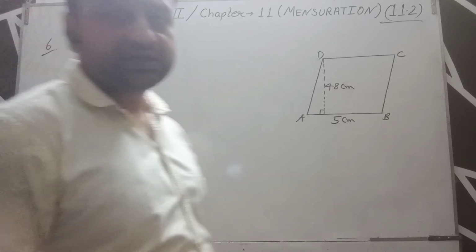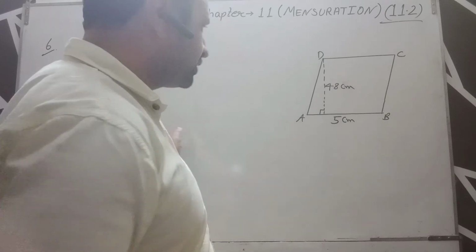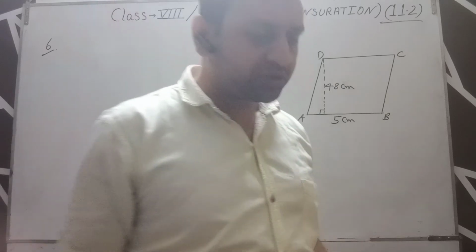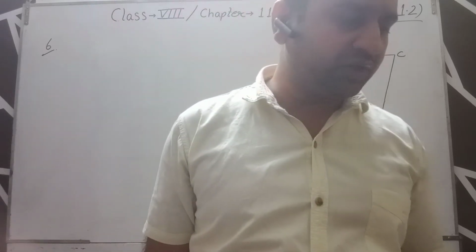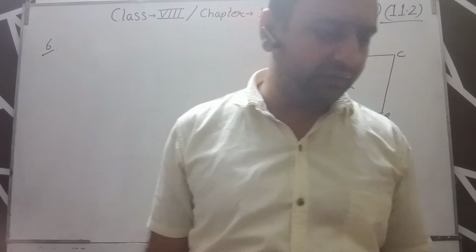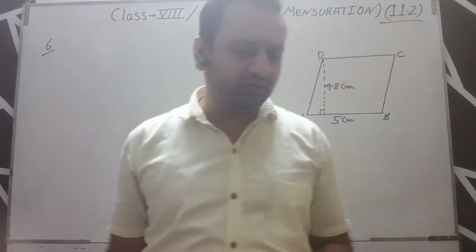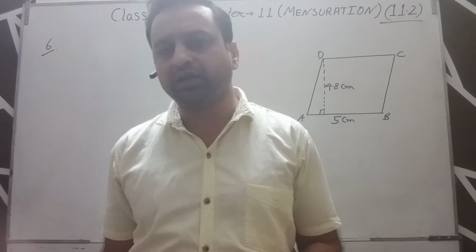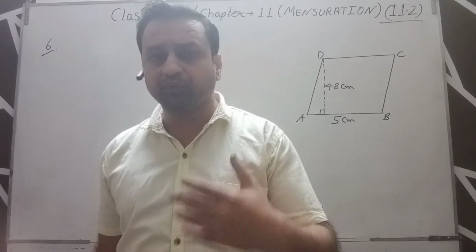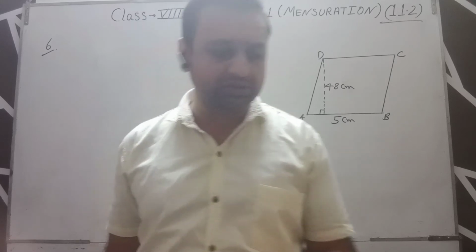Okay friends, now we discuss question number 5. Actually question number 5 is very easy. We can use that formula in question number 5. Area of rhombus we have to find out, and both diagonals are given. Area of rhombus equals half into product of diagonals. So you can try yourself.